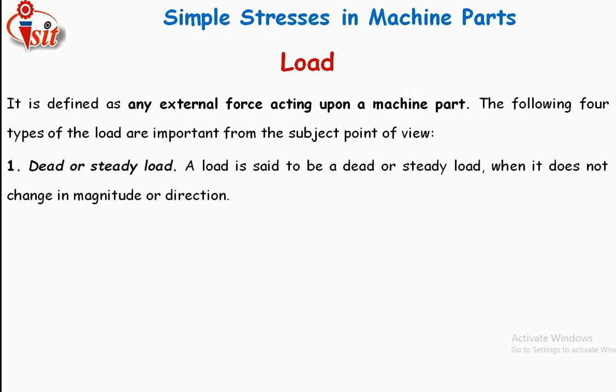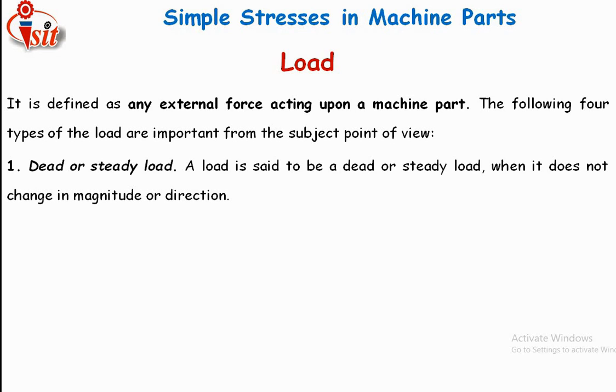First is the dead or steady load. The first type of the load is the dead or steady load. What is meant by the dead load? A load is said to be a dead or steady load when it does not change in magnitude or direction. If a constant load is acting on a machine element or machine part or any structure, then we can say it is a dead load.